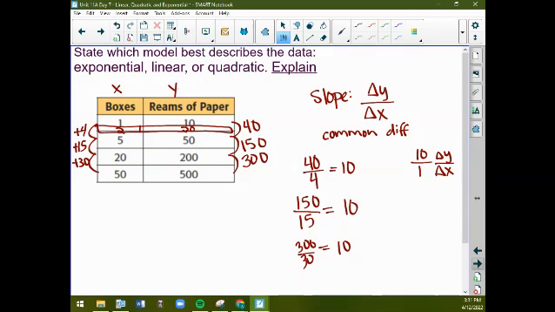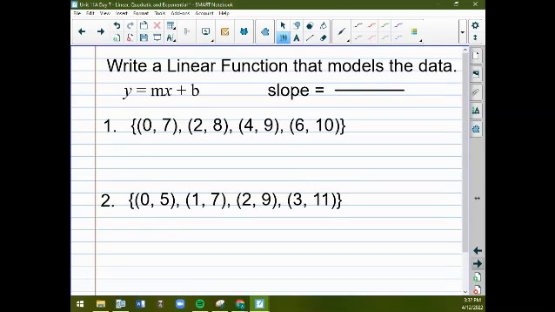So this one would be linear, because it has a common first difference or slope. Okay, slope and first difference represent the same thing. So next, write a linear function that models the data.